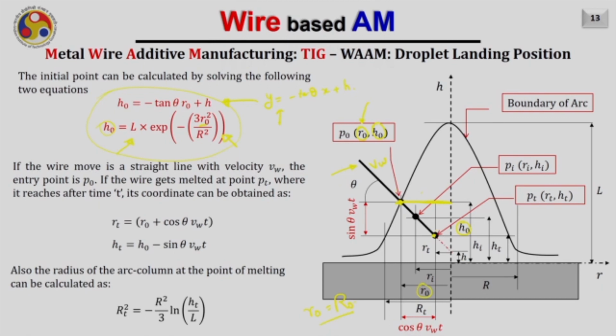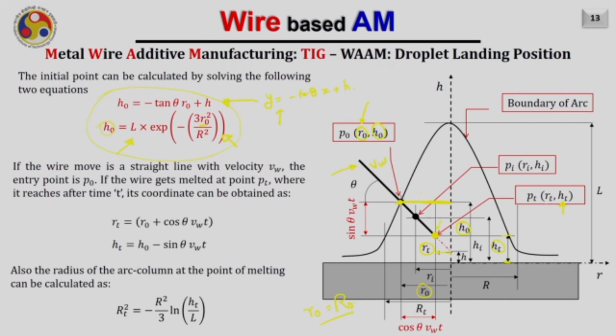So assume that after time t the wire is getting melted, and it is melting at this particular portion. So the tip of the wire is getting melted at this particular location. How are we defining this location? I am saying it is at RT from the center, that is the distance from the center along the x axis, and it is at HT from the substrate in the y direction. That is why the coordinate of this point where the tip is getting melted is given by PT, RT comma HT.